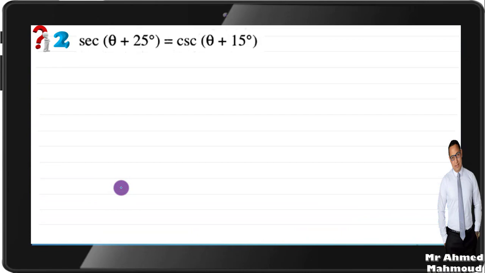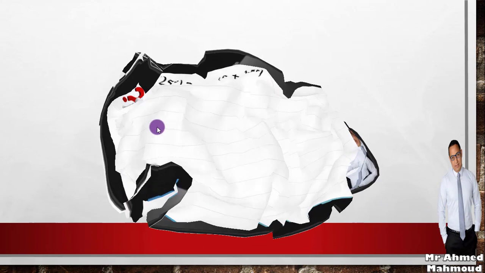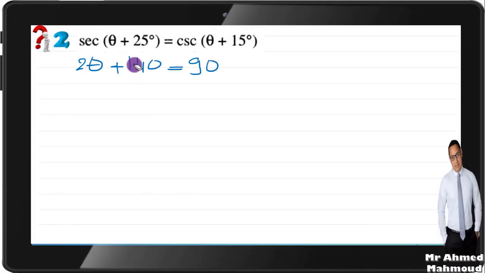Sec theta plus 25 equals cosec theta plus 15. So the sum of the two angles equals 90. Okay, theta plus theta equals 2 theta. 25 plus 15 equals 40, equals 90. I wrote 140, it's 40. Okay, now by sending 40 to the other side as minus, 90 minus 40 equals 50.